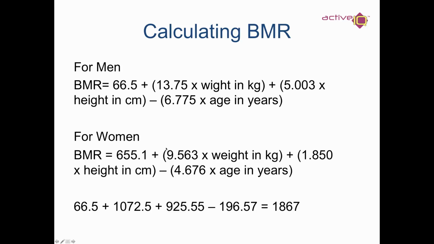And at the end we take away 6.775 times age. My age is 29, so 6.775 times 29 will give us 196. All we do is put this in the calculator, and it will give us my calories per day. So my basal metabolic rate is 1,867.